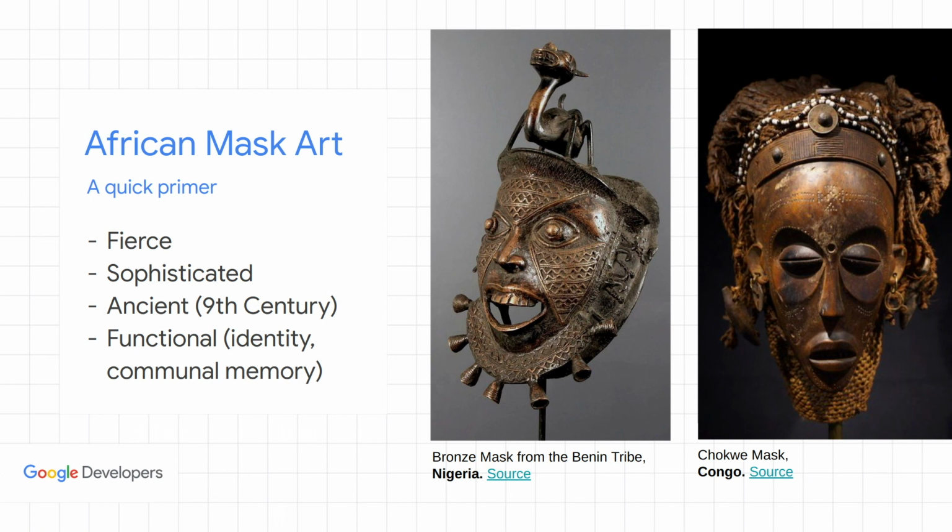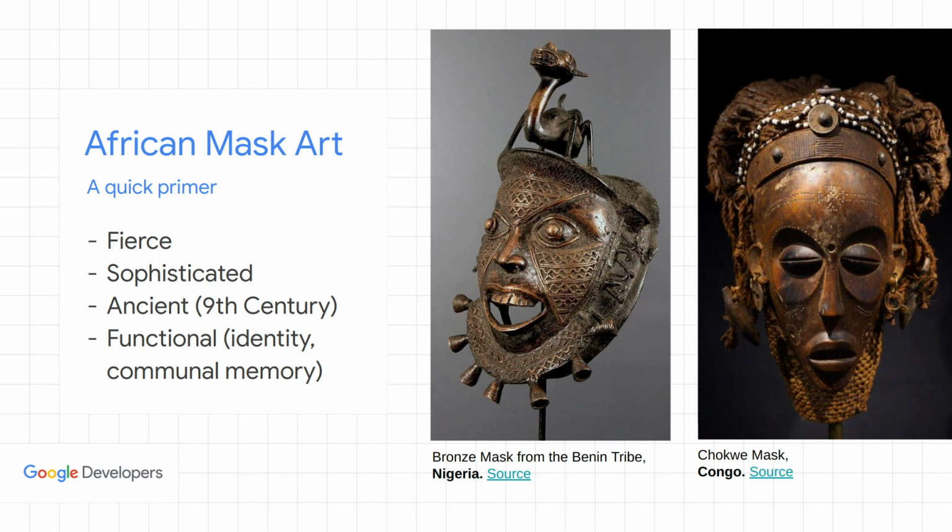And one thing you'll notice if you've ever seen some African mask art, and in the diagrams you see here on the right, these are two examples of masks designed in Africa. The first one is the bronze mask from the Benin tribe in Nigeria, and the second one on the right is the Achokwe mask from Congo. There are a few things you'll notice about them out of the box. The first is that they're typically fierce, and the main reason is that they're supposed to represent some kind of deity or some of the ancestors or mythological beings that typically have power over humanity.